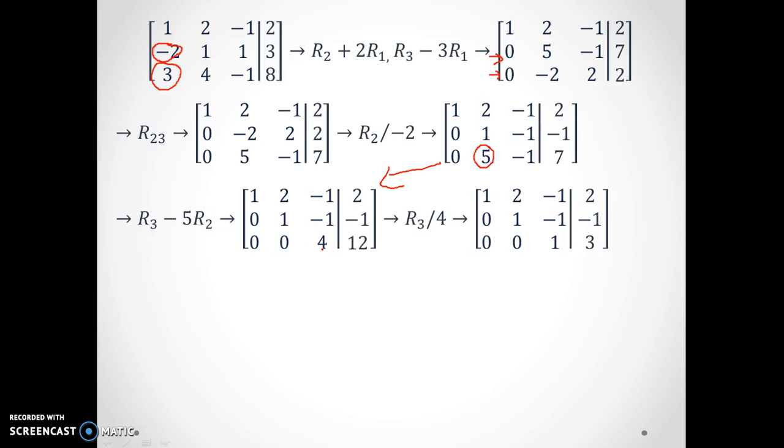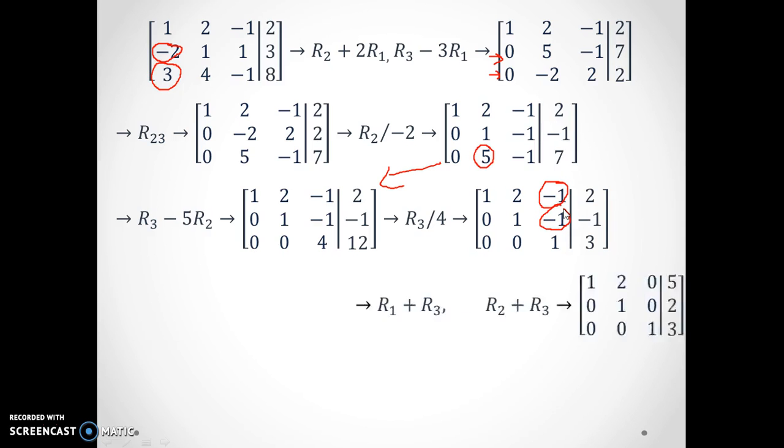Okay, once I get this matrix, the next task is to convert this to 1, and for that I'm going to use this particular row transformation, and you can see that I got this because 4 upon 4 is 1 and 12 upon 4 is 3. So I've got this matrix now. Now the next task is to convert these two entries to 0. So let us see how to do that.